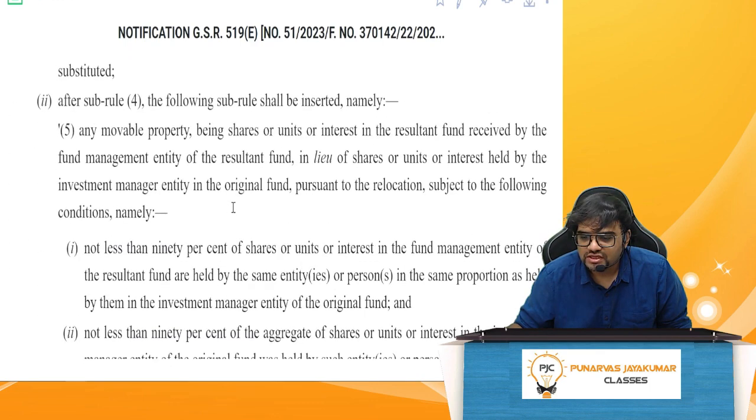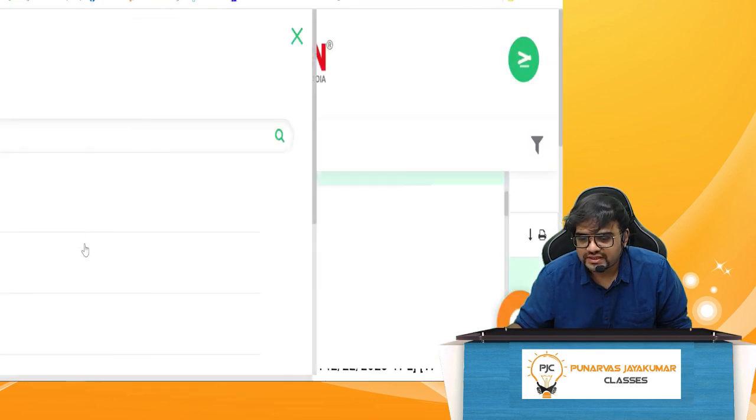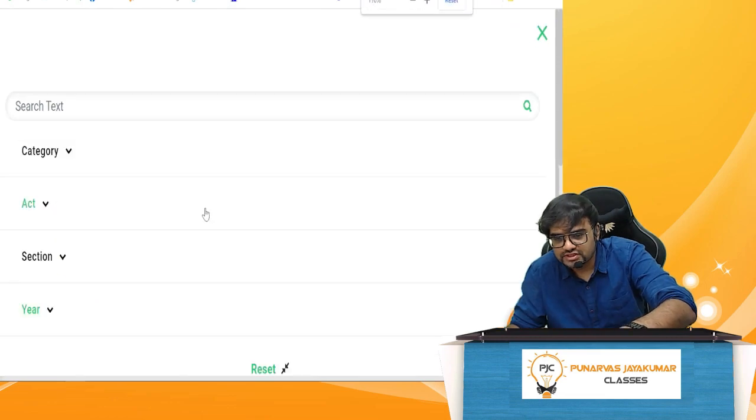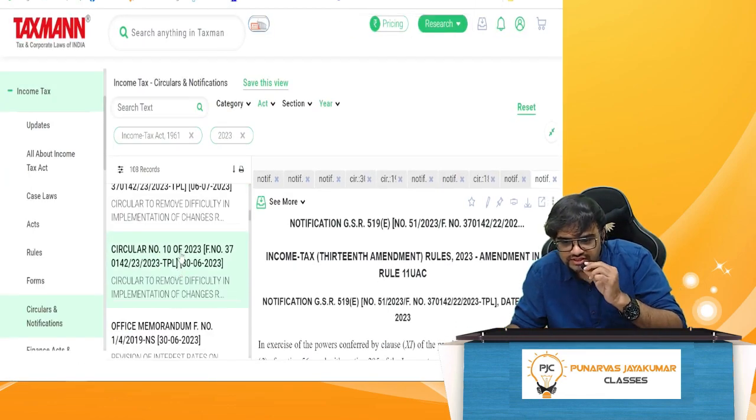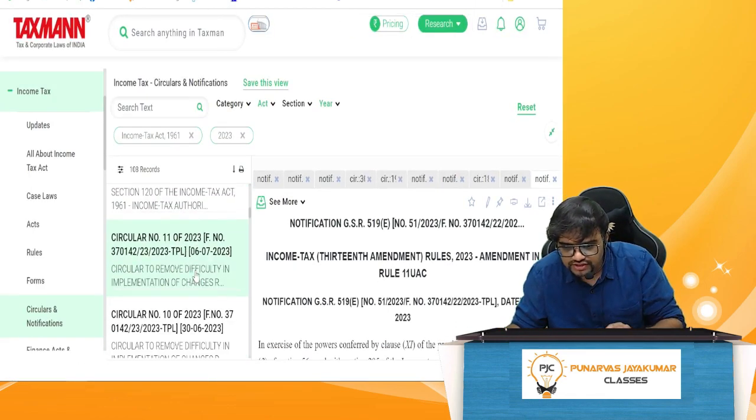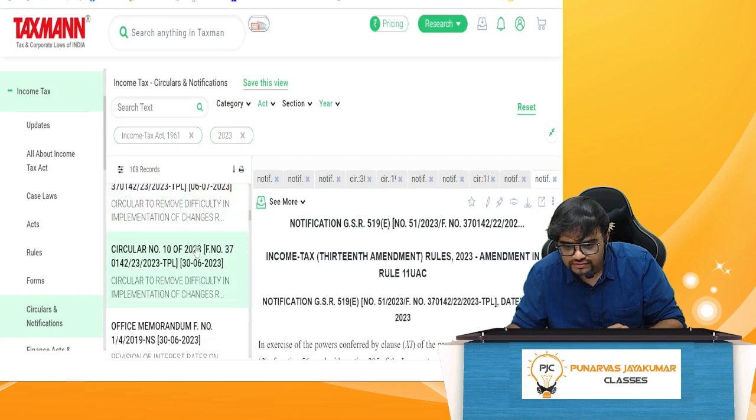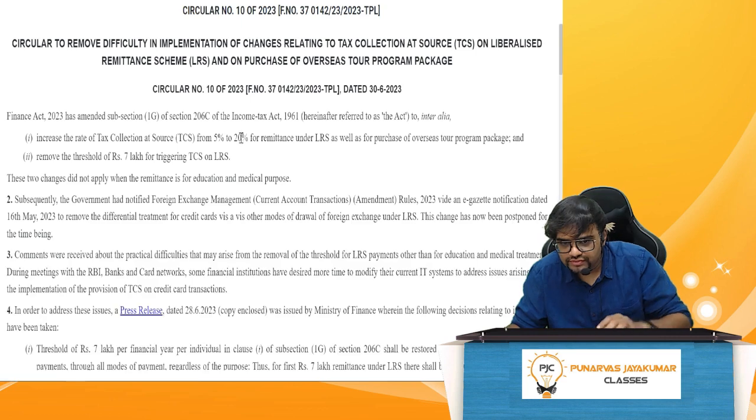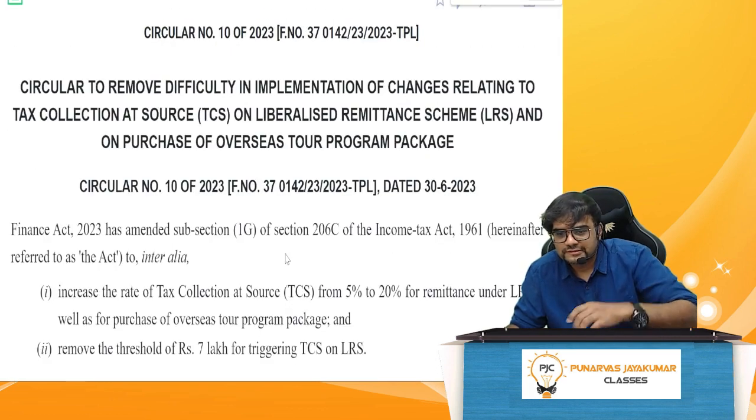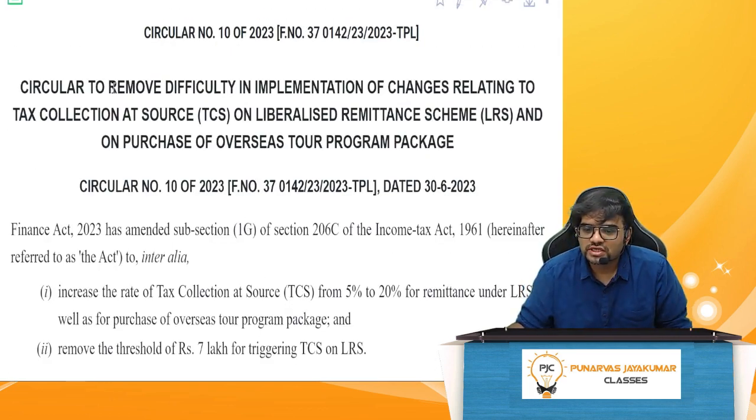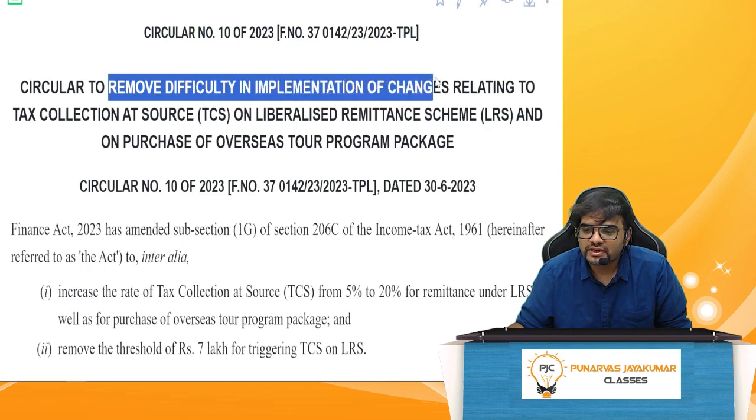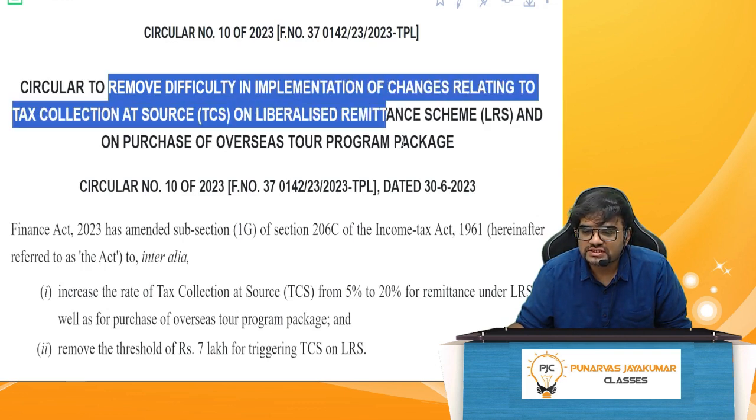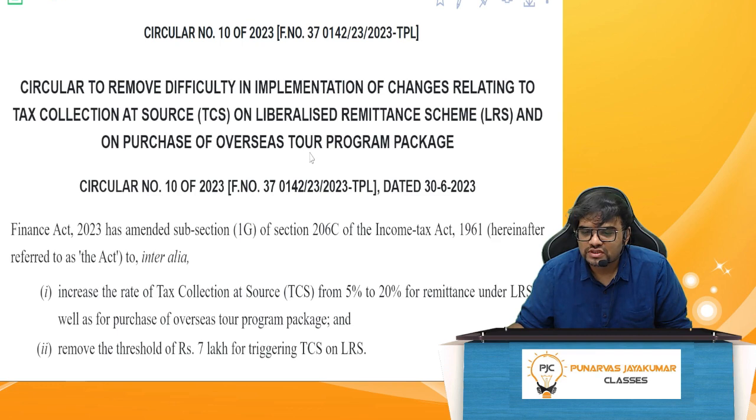After this rule, this will be added. After that rule, this will be deleted. Like that, they will keep amending. So this is the notification. And as far as a circular, this is the internal regulation. So I'm just showing you. Circular to remove difficulty in implementation of changes relating to TCS on LRS and overseas tour program. This is circular 10 of 2023.